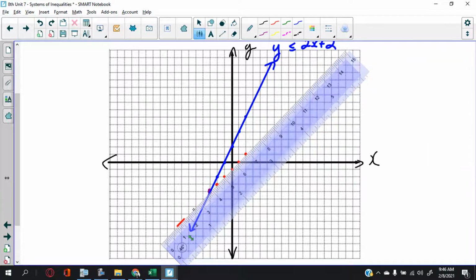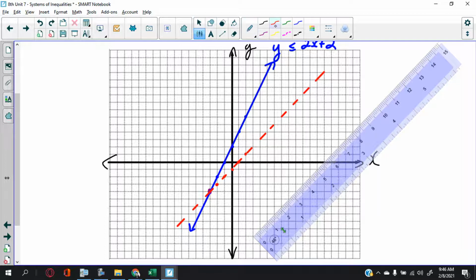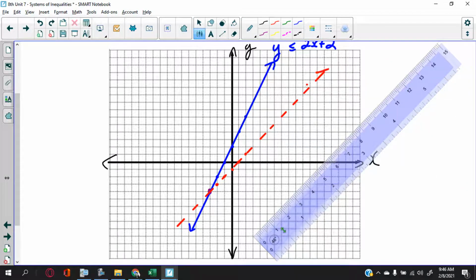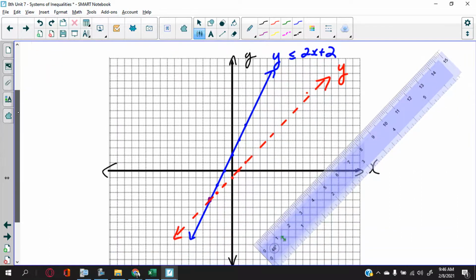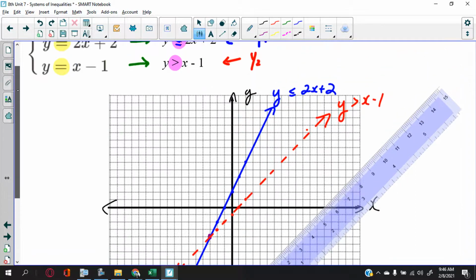All right, so I'm going to draw a broken line here. Let's say that, and then draw my two arrows like so, and also write the equation. Y is greater than x minus 1. Right? See that? Now, the only thing left is the shading.